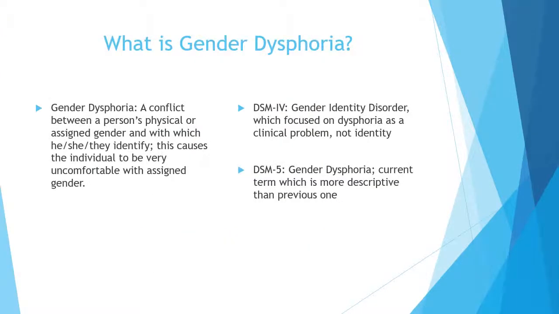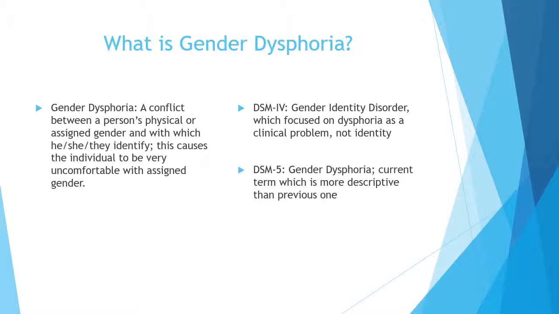So, what is gender dysphoria? Well, gender dysphoria is defined as a conflict between a person's physical or assigned gender and the gender with which he, she, or they identify. This causes the individual to be very uncomfortable with their assigned gender.